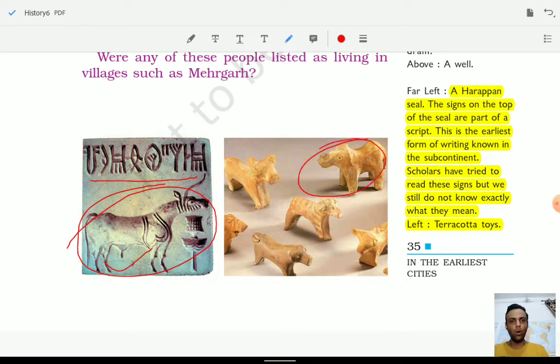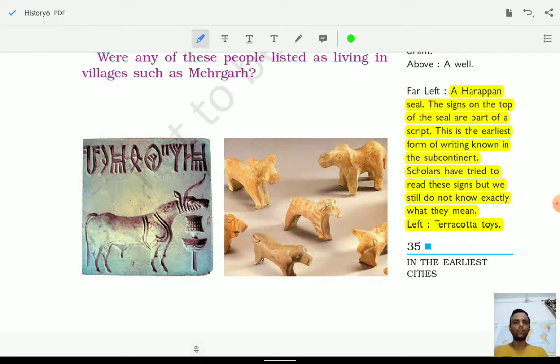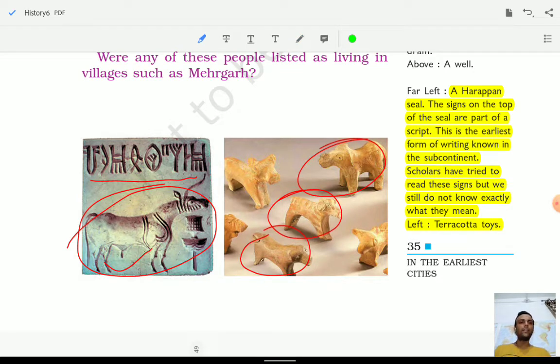these are the small toys. So this is what has been provided as the information here. Harappan seal and the sign on the top of the seal are the part of the script. So we have not been able to decipher as of now, but this was some kind of language they must have used, right? So as of now, this has not been deciphered.